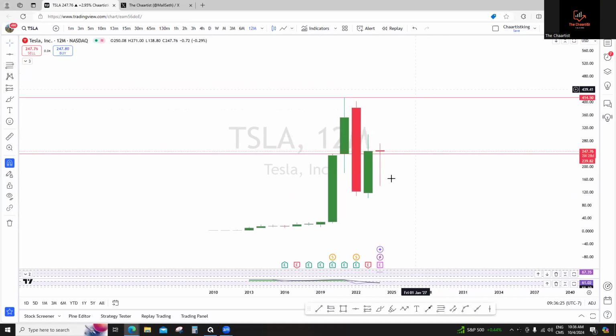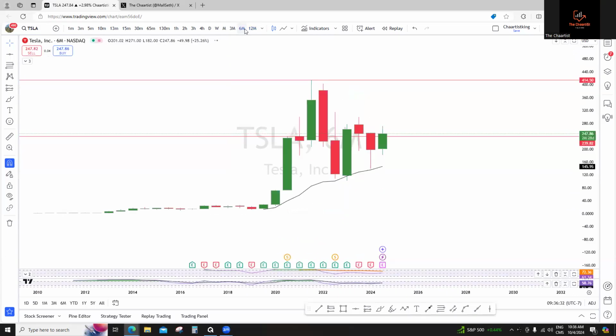Okay, you need to understand it like this. Fresh buying can also come in. So this is an example of fresh buying. Now I'm going to go to 6 months. 6M is not minute, it is 6 months, as you can see.